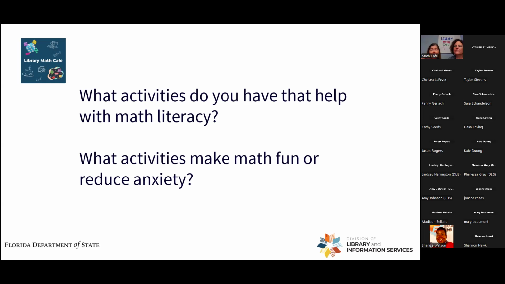So Penny's saying Flagler County has STEAM Saturdays for 5 to 10-year-olds. Oh, awesome. We put math manipulatives out with sample activities and problems for them to explore. I love that. And do they do other things besides just the math manipulatives? Like there are different tables for them to go to, Penny?